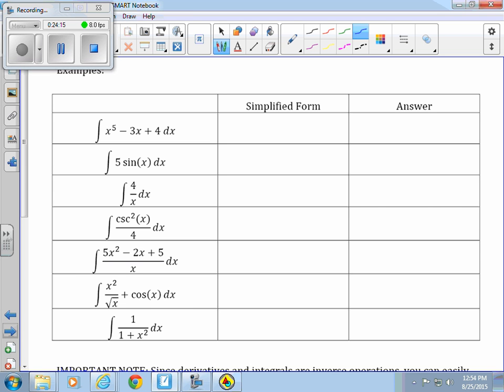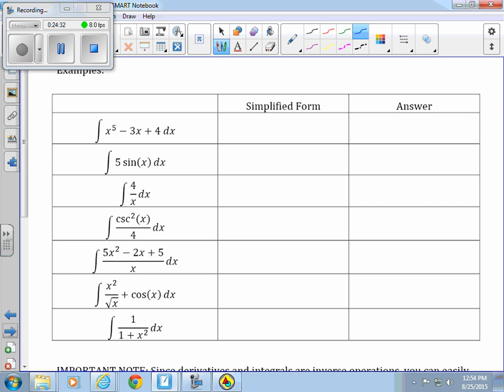We did learn yesterday that we could do that piece by piece, right? With pluses and minuses in between, we can break up integrals. So what's the antiderivative of x to the fifth? Well, what would the new power be? Does everyone agree? X to the sixth would be the derivative.